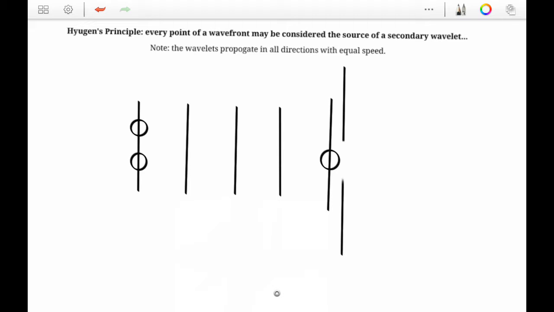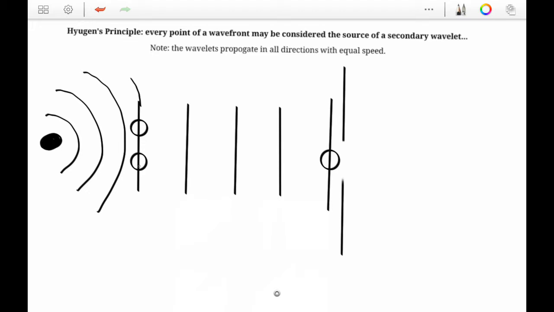If you imagine each of these black lines as a wave, let's say you drop a rock into a pond. Waves are going to spread in all directions from where you drop that rock, and they're going to travel at equal speeds. This first line right here can be defined as a wavefront. That's the front of the wave.